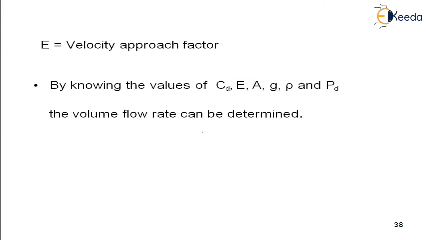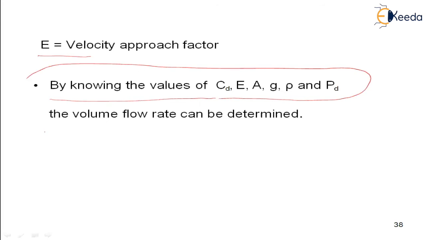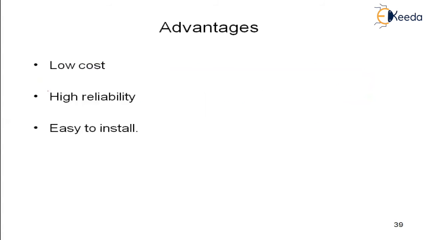As I told you, what is E? E is the velocity of approach factor. So by knowing all the values of the parameters which I have given in the formula, you can easily determine the volume flow rate, my dear students. Now, what are the advantages? I told you that the orifice cost is very low and it is highly reliable. It can work for longer periods of time. We can install it very easily.